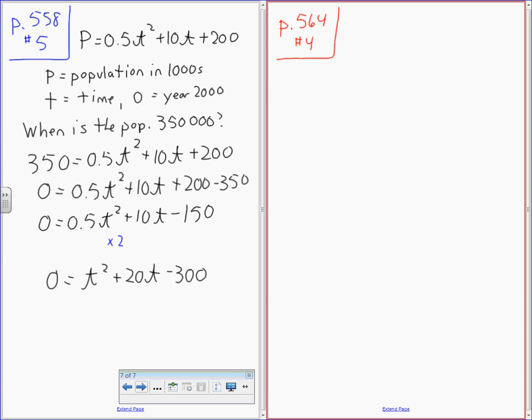It says a baseball is hit from a height of 1 meter. Its height after t seconds is h equals negative 5t squared plus 10t plus 1. A, we want the max height. And B, we want the time.